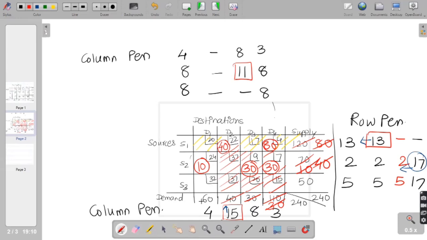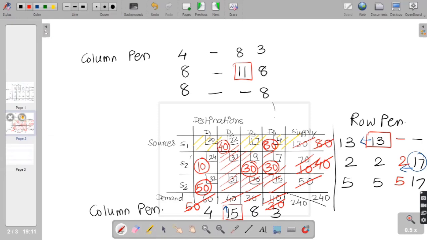But at destination 1, 50 more units are required and 50 units exactly are available at S3. This happens because your TP is balanced. Okay. And this is how we get the allocations for VAM.